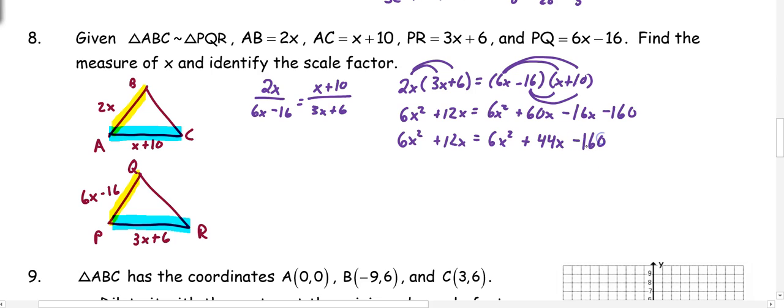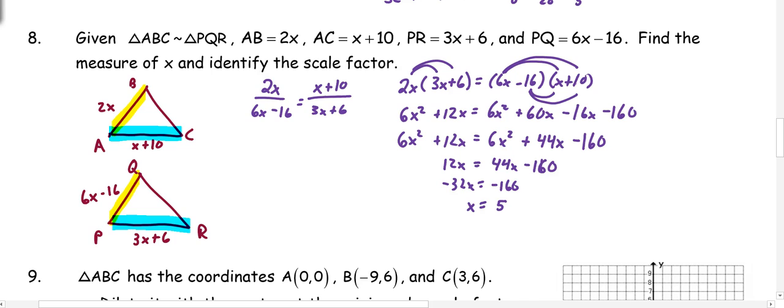Well, I notice that there's a 6x squared on both sides, so when I subtract it, those cancel out, and I'm left with 12x equals 44x minus 160. So I want to get my x to the other side, so I'm going to subtract 44x, and I get negative 32x is equal to negative 160. When we divide, we get that x is 5.